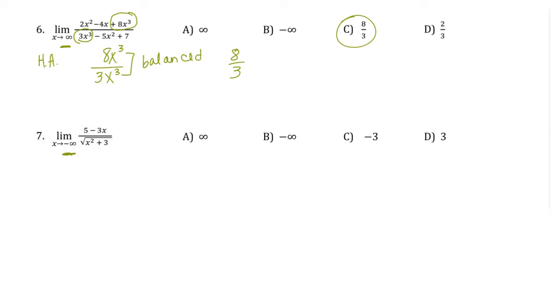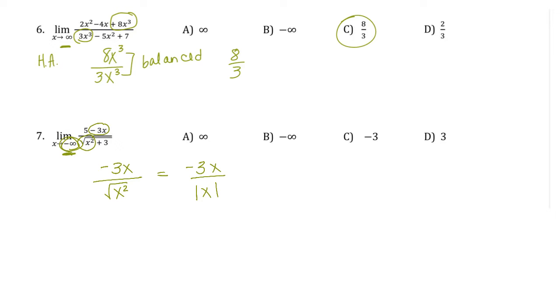Over here on number 7, we are approaching negative infinity, but it's still looking at your power struggle. So I have a negative 3x. However, on bottom, that is the square root of x squared. Now, we have to be careful. Don't assume that that is just x. We don't know if that x value is positive or negative, so we need to keep it absolute value.